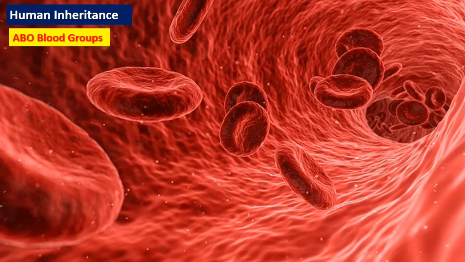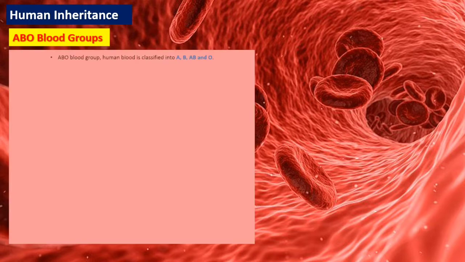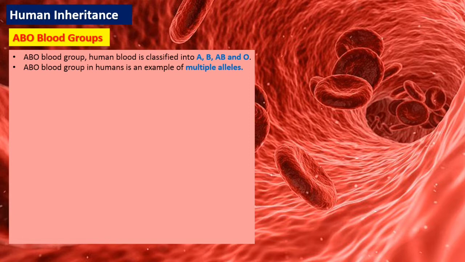So let's discuss more about human inheritance. In human inheritance, first of all, we learn about the ABO blood group, how the blood group in humans is determined. In the ABO blood group, humans are classified into blood group A, blood group B, blood group AB and blood group O. The ABO blood group in humans is an example of multiple alleles.